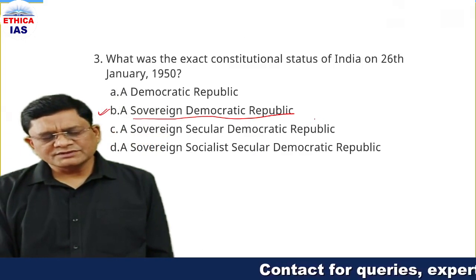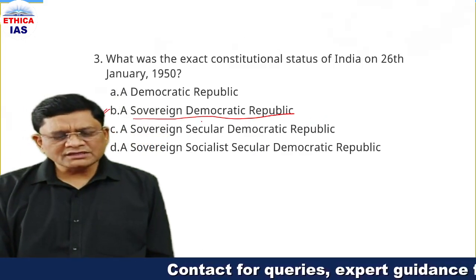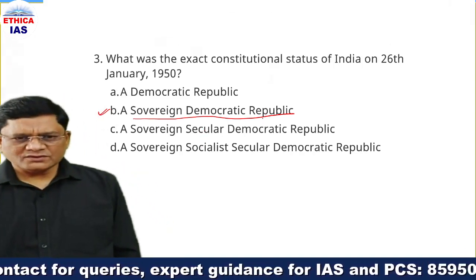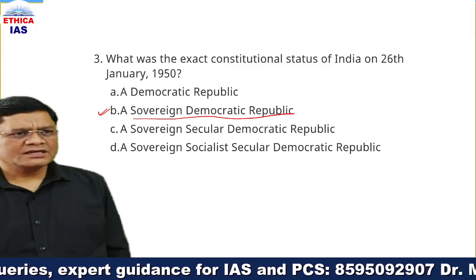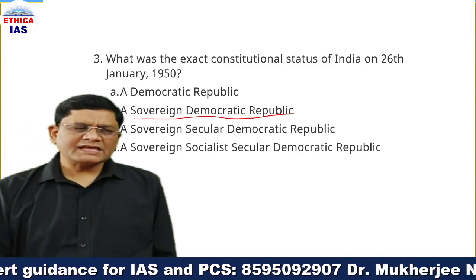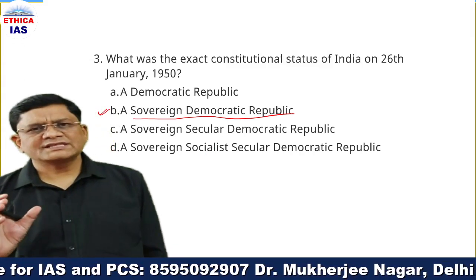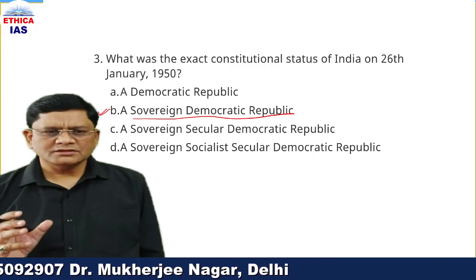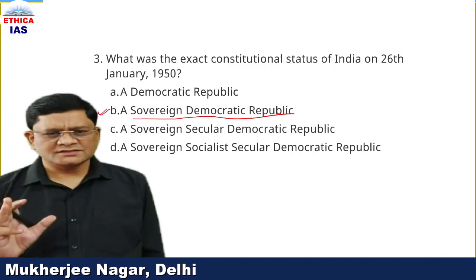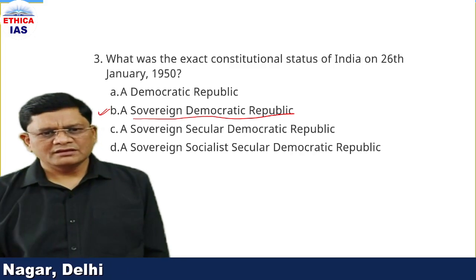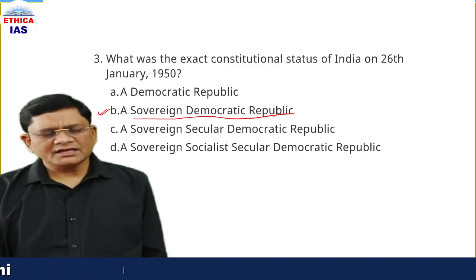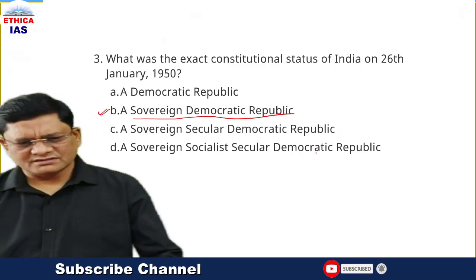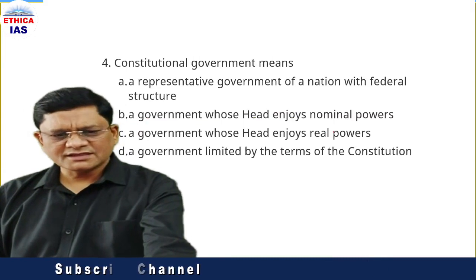The nature of polity mentioned in the preamble is sovereign, socialist, secular, democratic, and republic. But we know that the socialist and secular nature was added by the 42nd Constitutional Amendment. In the original Constitution, there were only three words mentioned in the preamble: sovereign, democratic, and republic. So it is a very simple, very easy question. So the answer is B.